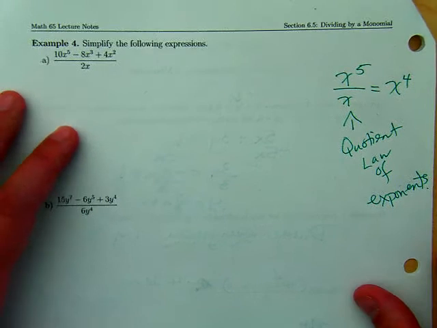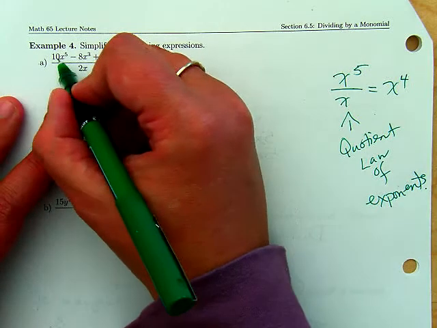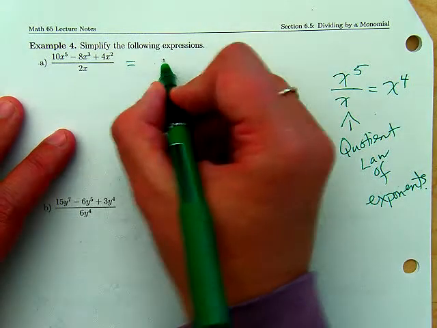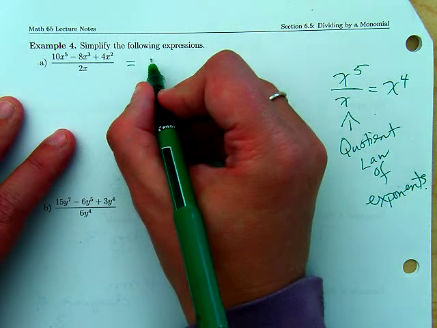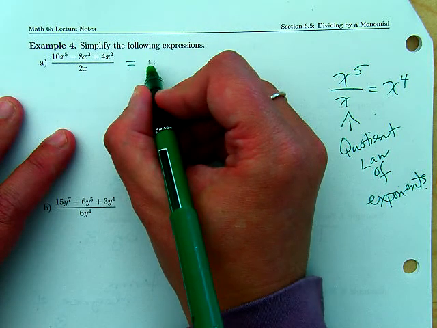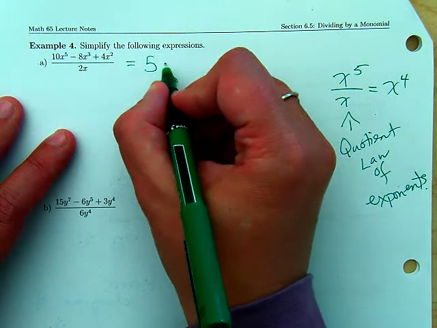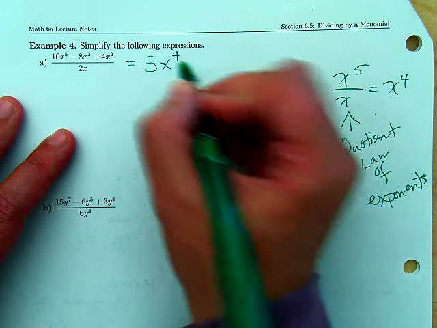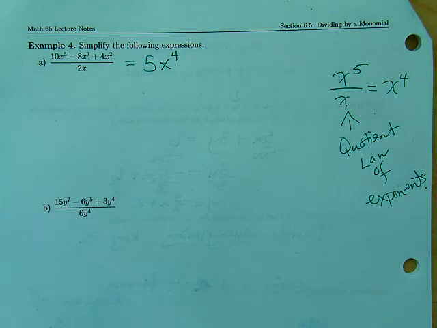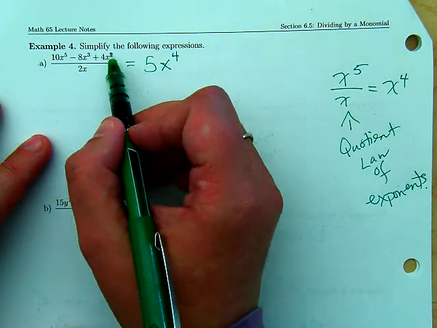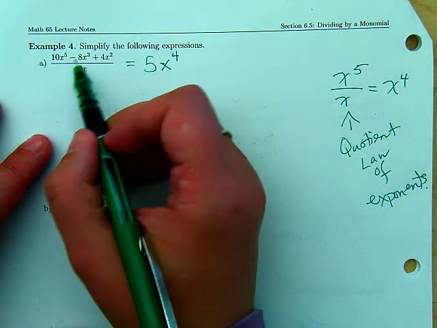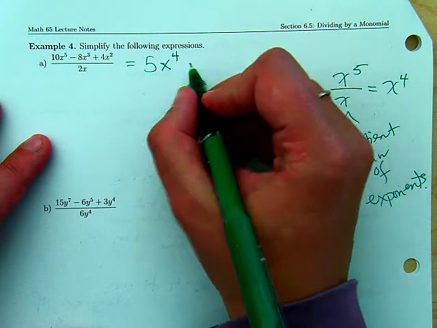Okay, so here 2x goes into 10x to the 5th. Well, 2 goes into 10 how many times? 5 times. X goes into x to the 5th, leaving x to the 4th. Does everybody see that law of exponent in action there? So we're actually dividing by an x. So every single exponent is going to be minus 1, right? What's 8 divided by 2?